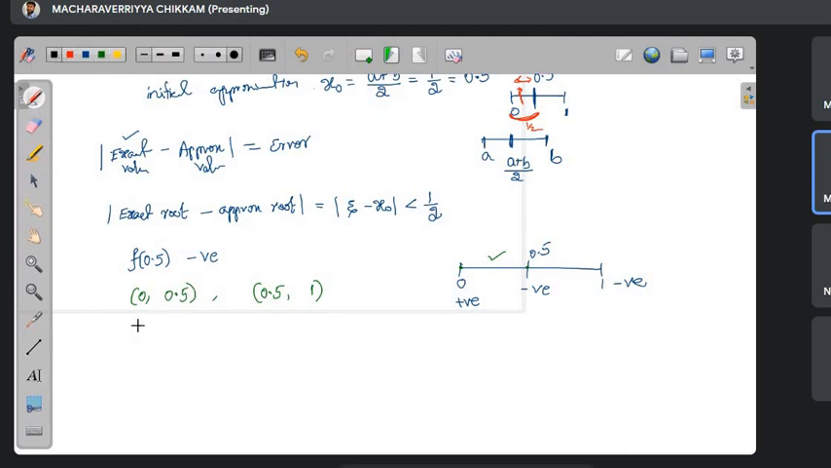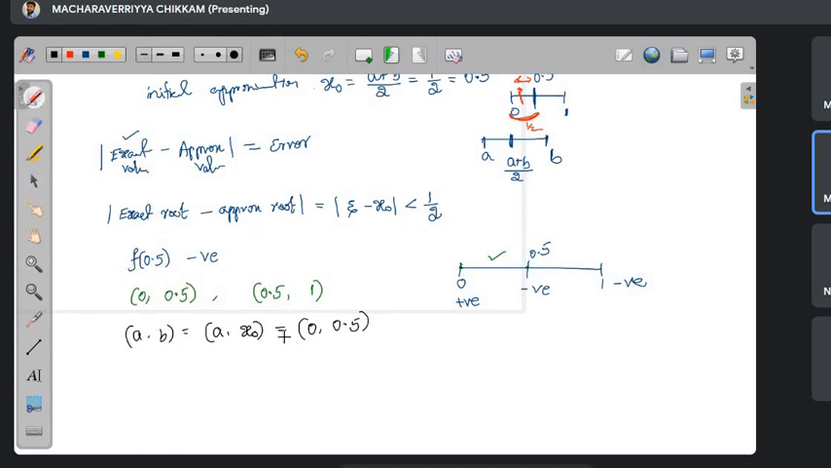So now what we will do, we will update the interval, that is [a, b]. We will update it to this one. What is it? [a, x0]. So that is exactly [0, 0.5]. Right.